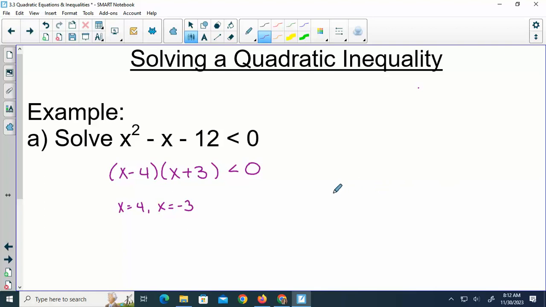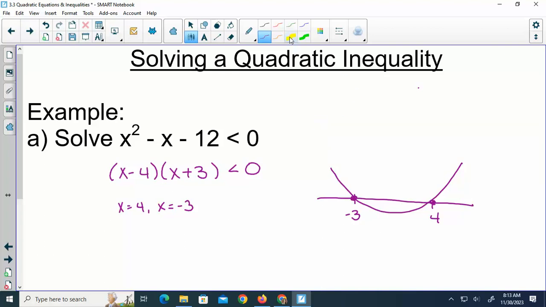We're going to finish by kind of thinking about the graph. I don't even need a full xy axis here. I'm really just looking at my x-axis. We know it hits the x-axis at -3 and +4. Okay, does this parabola open up or down? Up. So it would look like this, correct?